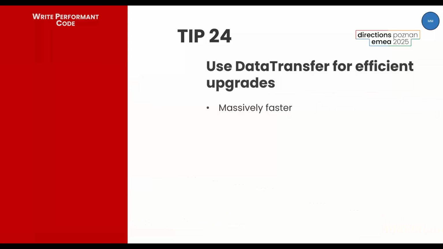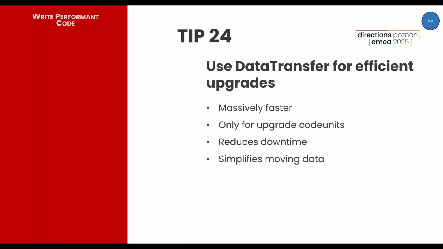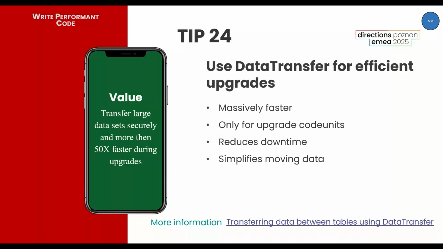Tip 24 is about using data transfer for efficient upgrades. The idea here is that if you are moving some logic from one table to another, or from one field to another field, when you are upgrading your app or extension, instead of writing your code to move it directly, you should use the DataTransfer data type, because it is much faster than the normal way. Why? Because Microsoft optimized it to move this directly at the SQL level. They issue more efficient SQL statements there.